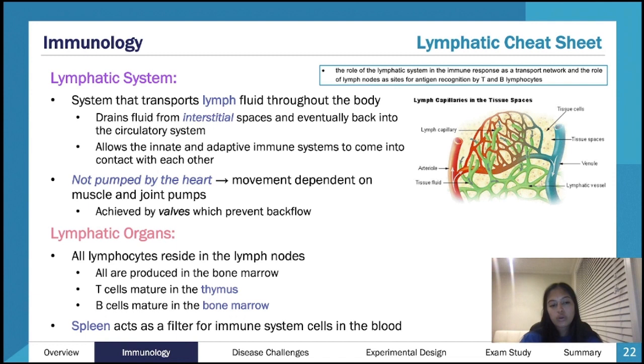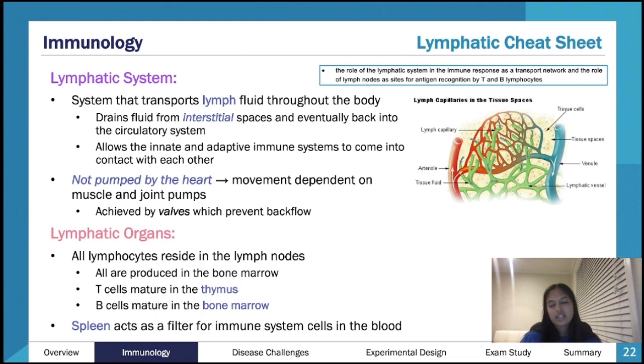In terms of their names, T cells mature in the thymus, B cells mature in the bone marrow. All of your lymphocytes start in the bone marrow. Your T cells will move to the thymus, and that's where they'll mature. Your B cells will stay in the bone marrow, and that's where they mature. Hence T cells for thymus, B cells for bone marrow. And your spleen is involved in this as well.